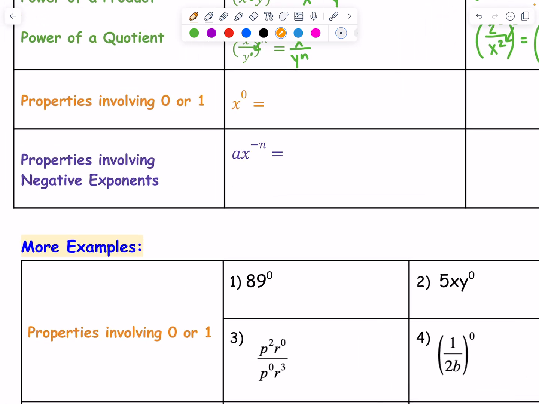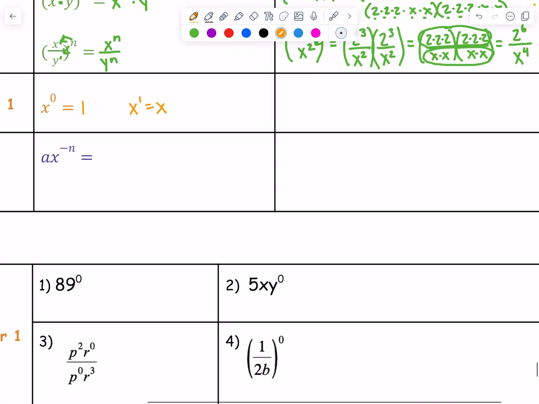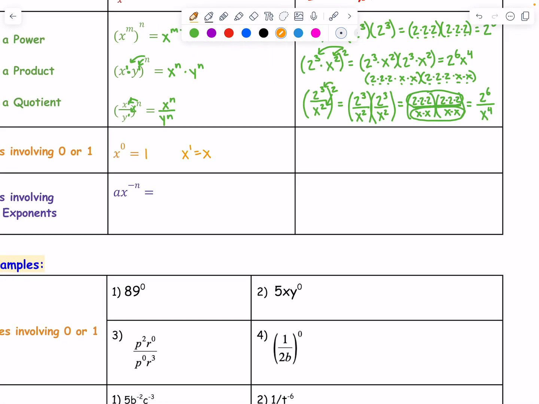So the properties involving 0 or 1. When anything is to the 0 power, it just equals 1. Is the rule for that one. And anything to the first power is really just equal to itself. You can just write it without the 1. So that's really the property that deals with 1. So let's write a few more examples over here in the next box.